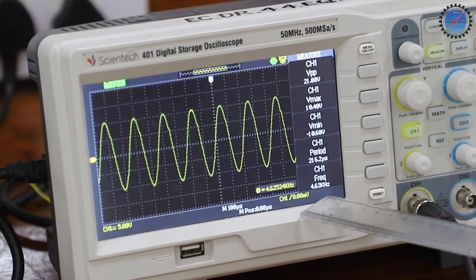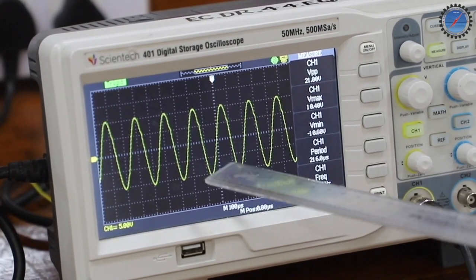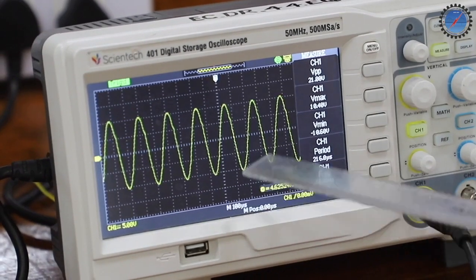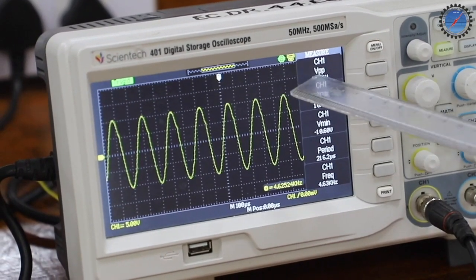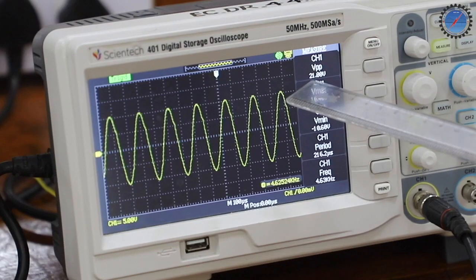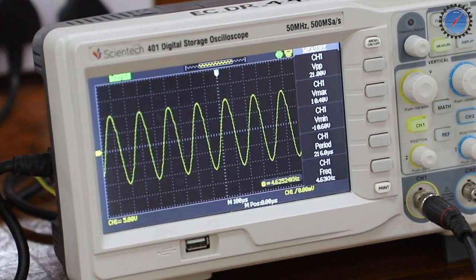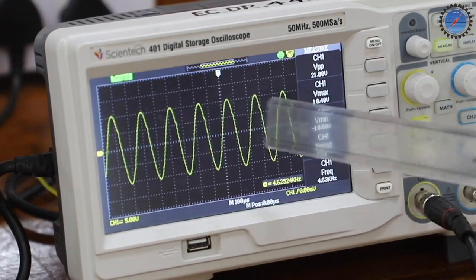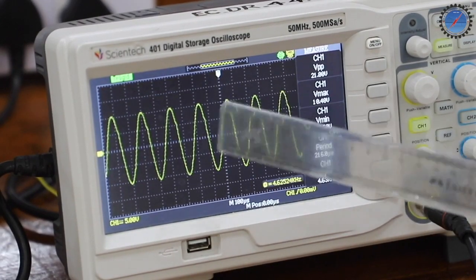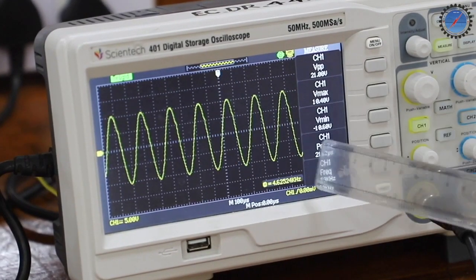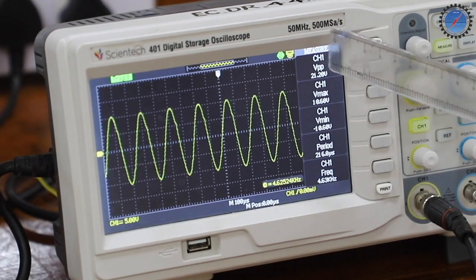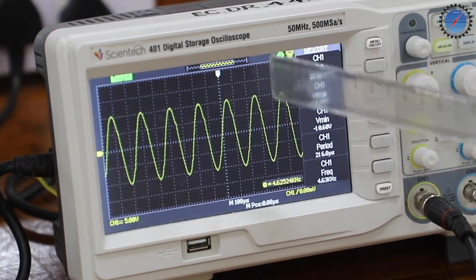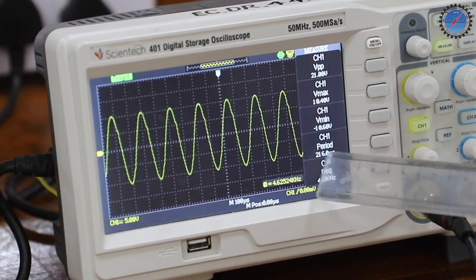You also have to measure the amplitude of the output voltage, and we are getting a peak to peak output voltage of 21 volts. Once you get this output waveform, note down the frequency as well as the amplitude of the output voltage, and plot it on a normal graph sheet.